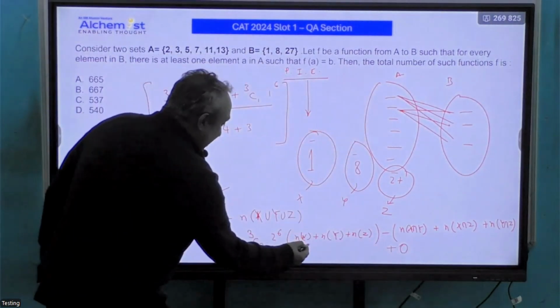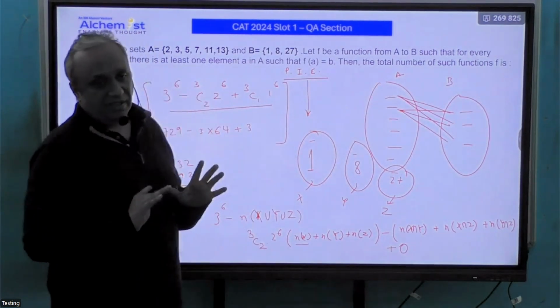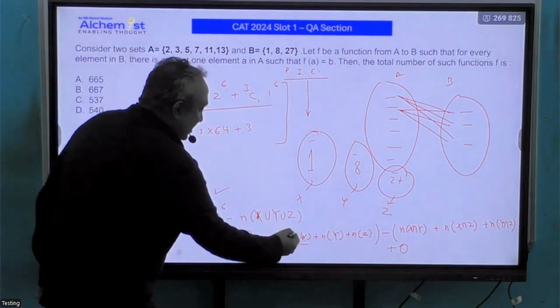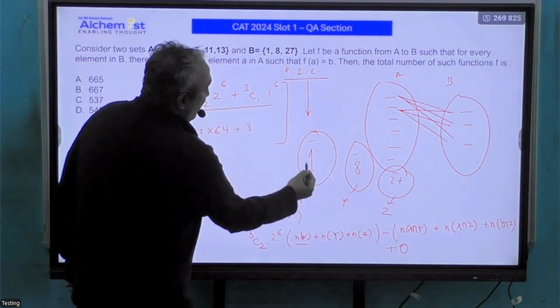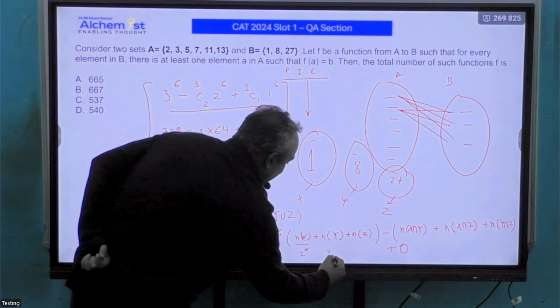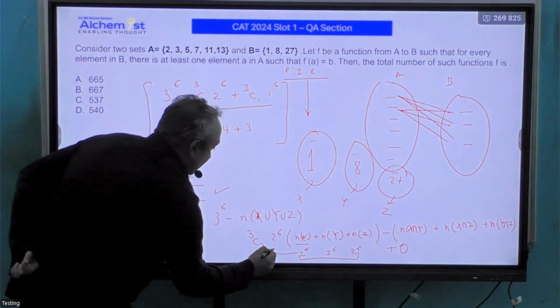Now let's look at what nx is. nx is when one is missing. That means one is definitely missing, so you could have two missing or eight missing, but one is definitely missing. So nx is all six elements getting mapped to 8 and 27, which is 2 to the power 6. And this is also 2 to the power 6, and this is also 2 to the power 6.